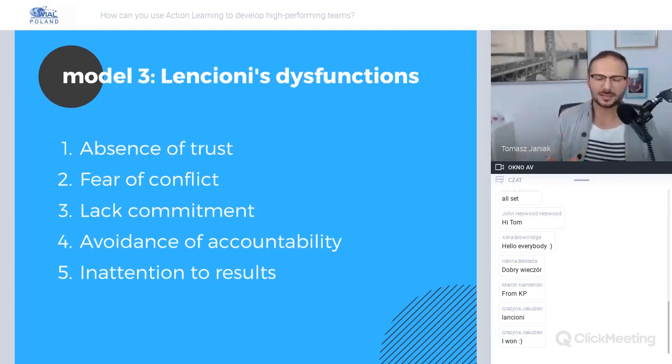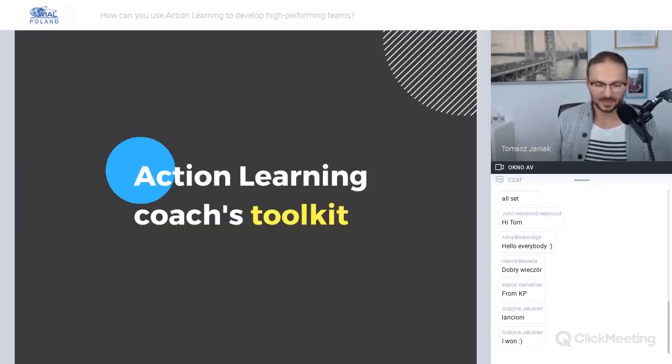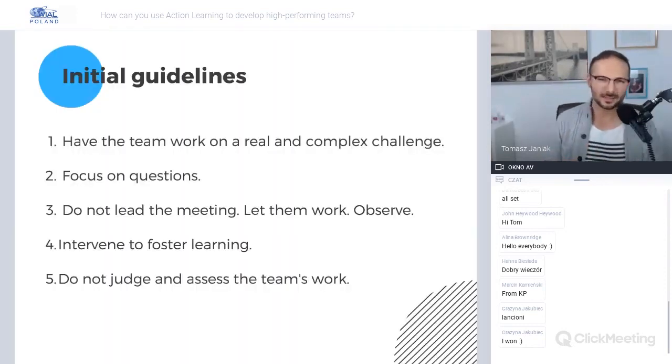Okay, so these are the three models that show what high-performing, or in Lencioni's case, low-performing teams can look like. Now I have some tools for you that I use in my action learning sessions that help me bring those teams more towards what these models show. Now, before I tell you about those five tools, I have some initial guidelines for you. If you want to use these tools and if you want to use the action learning approach, even if you don't know action learning yet, you can try to use it, but you have to remember some things. So I want to give you these five guidelines. They're not typical action learning guidelines. They're my guidelines for you in this webinar. I wrote them specifically for you for tonight, keeping in mind that you might want to use these tools in your sessions, workshops.